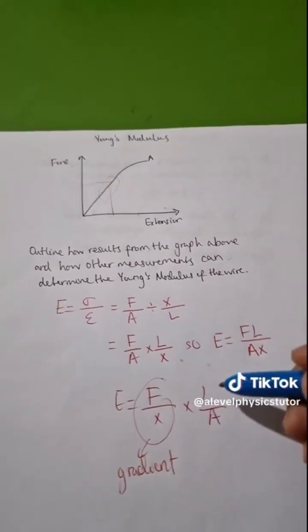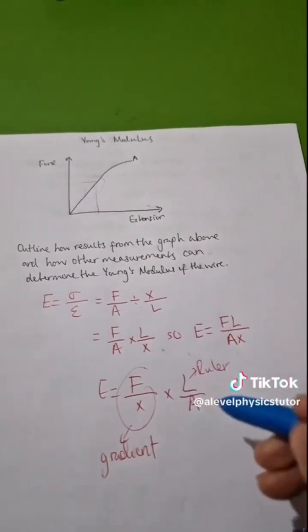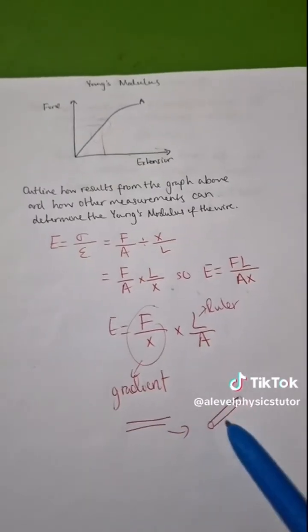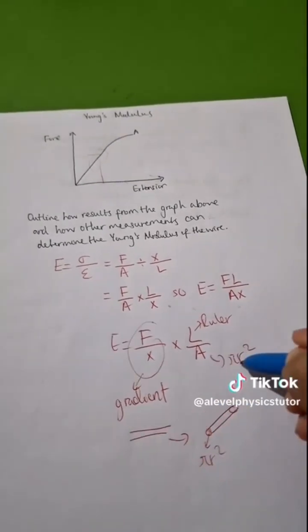How do you find the length of a wire? Well, you can just simply use a ruler. It's not too difficult, but finding the area is a bit more difficult. If you have a wire and you cut it open, what you see is that the cross section is a circle, and what's the area of a circle? It's pi r squared. How do you find the radius of a wire?